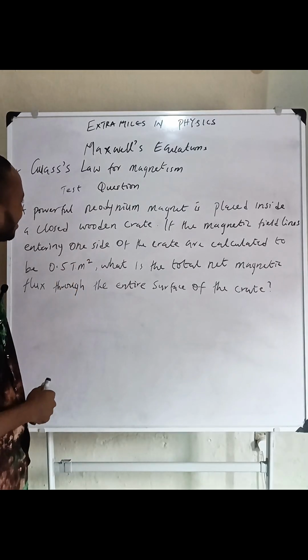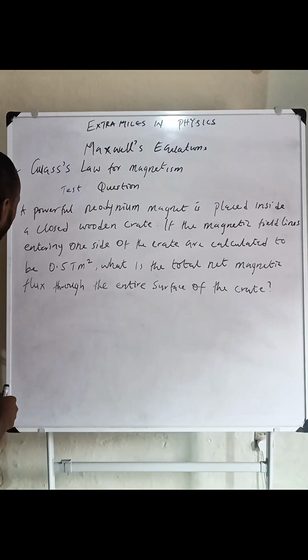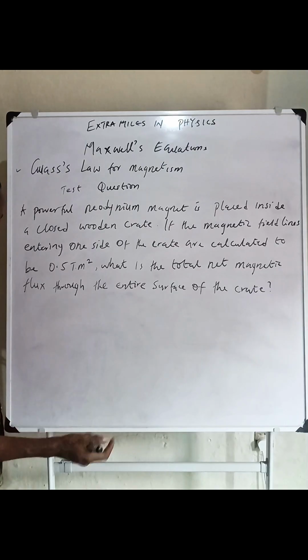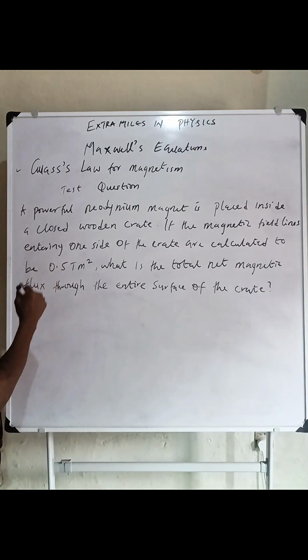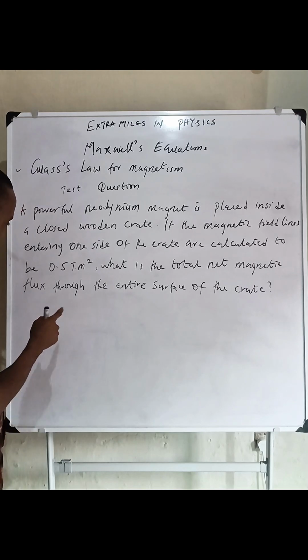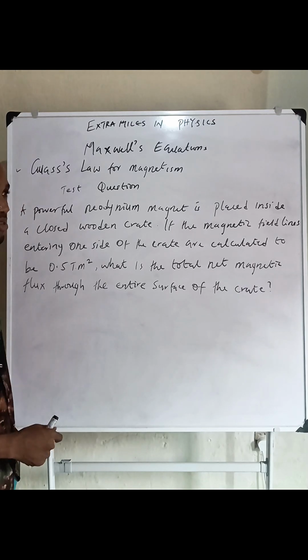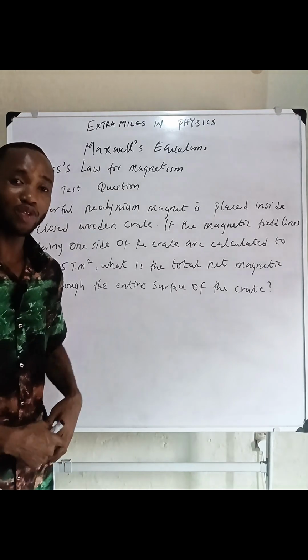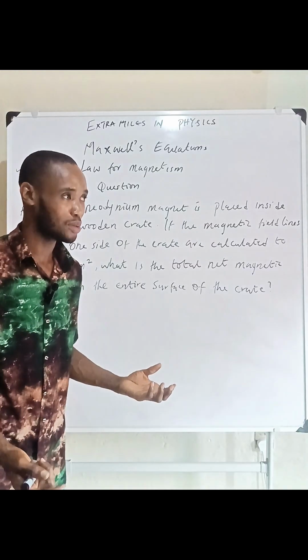A powerful neodymium magnet is placed inside a closed wooden crate. If the magnetic field lines entering one side of the crate are calculated to be 0.5 Tesla meter square, what is the total net magnetic flux through the entire surface of the crate? They are asking us the total net magnetic flux.